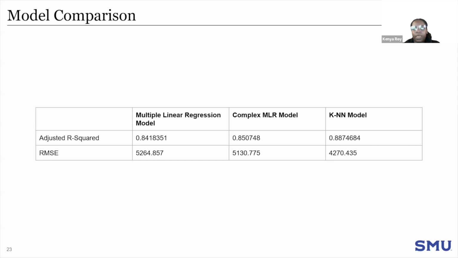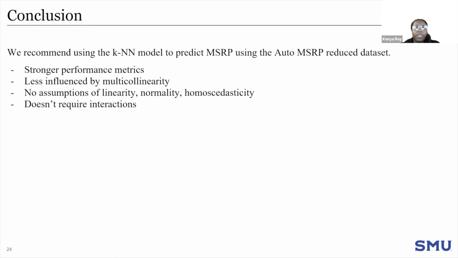Also, another reason why the KNN model outperformed is because the KNN model doesn't work on the assumption of linearity, normality, or homoscedasticity. So it's more robust in that way, and it gives us a stronger prediction of the MSRP with our data set. So, in conclusion, we definitely recommend using the KNN model that we created to predict MSRP using the MSRP data set, the reduced data set.